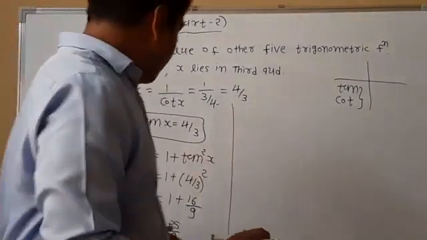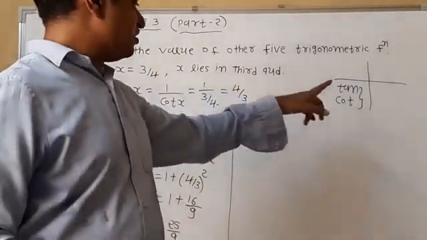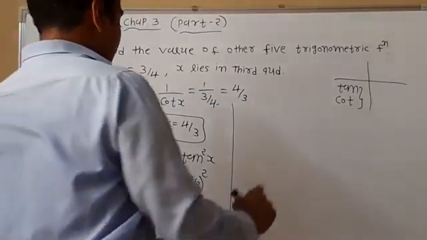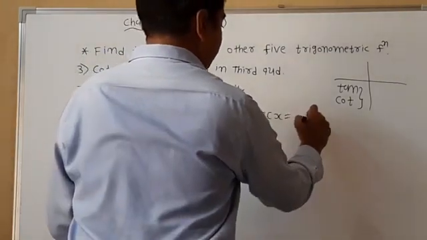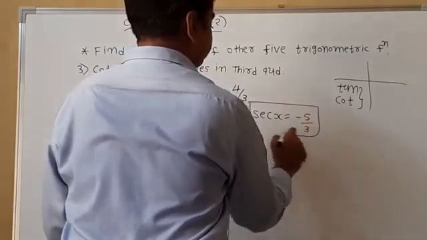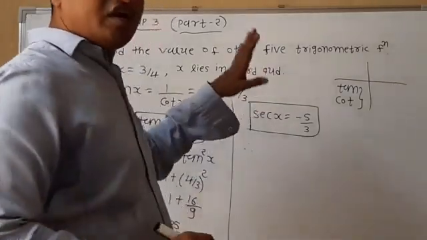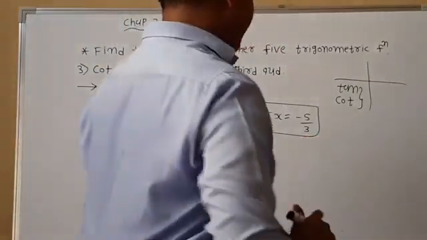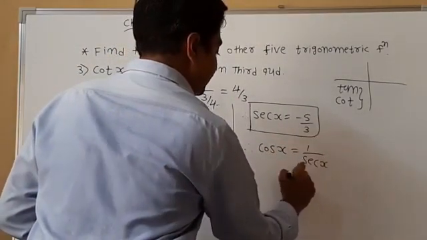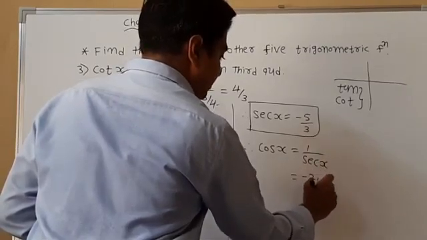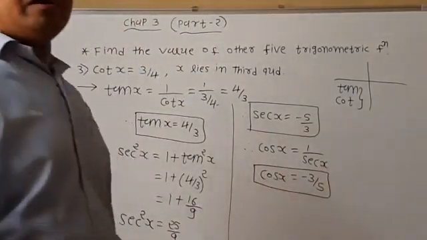Now remove the squares, so we get two values, positive and negative, but in the third quadrant sec is negative. That's why we write sec x is equal to minus 5 upon 3. Now find the value of cos x. We know that cos x is equal to 1 upon sec x. So cos x is equal to 1 upon sec x, which is equal to minus 3 upon 5. So cos x is equal to minus 3 by 5.